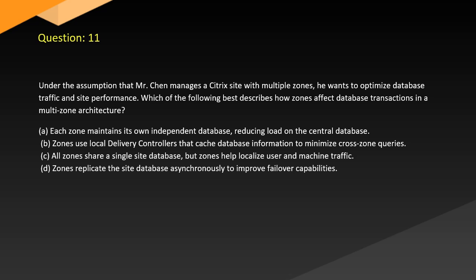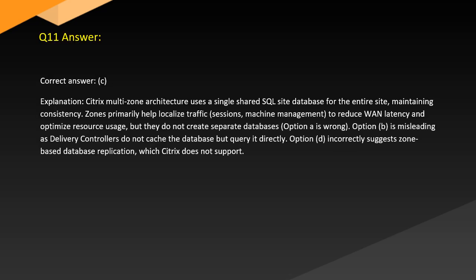B. Zones use local delivery controllers that cache database information to minimize cross-zone queries. C. All zones share a single site database, but zones help localize user and machine traffic. D. Zones replicate the site database asynchronously to improve failover capabilities. Answer. Correct answer, C. Explanation.